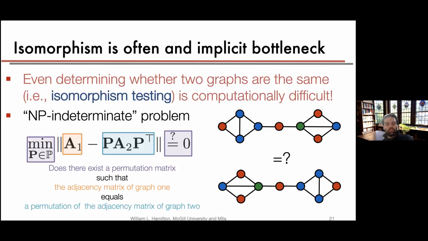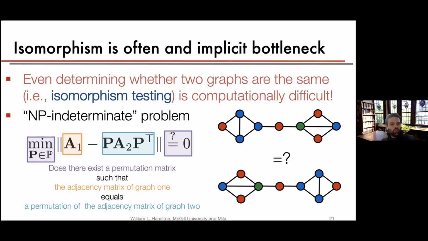Now this may seem like a trivial problem, this issue of, okay, adjacency matrices are non-unique, what's the big deal? But in fact, these symmetries make graphs computationally challenging objects to work with. In particular, even determining whether or not two graphs are the same. You give me two adjacency matrices, A1 and A2, and you ask, are these the same graph? This is computationally hard. The mathematical question here is, does there exist a permutation matrix such that the adjacency matrix of graph 1 equals a permutation of the adjacency matrix of graph 2?